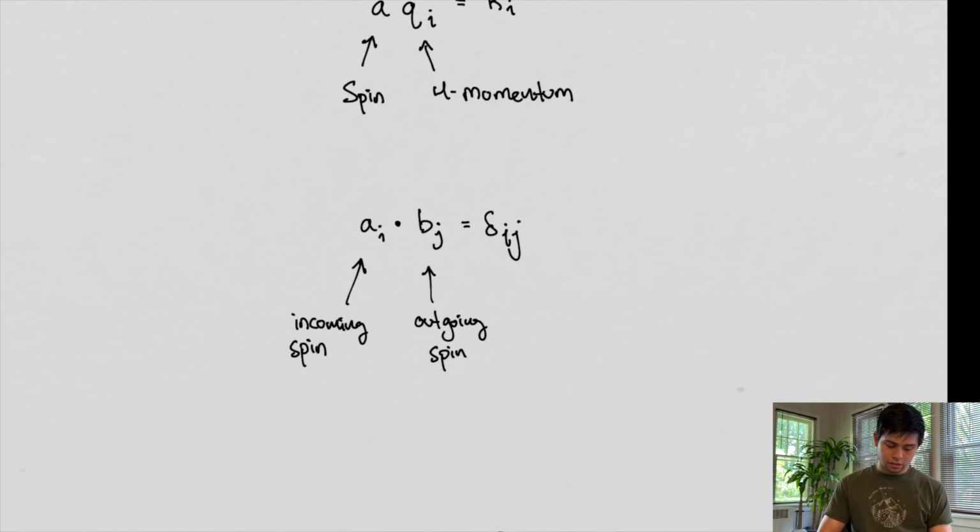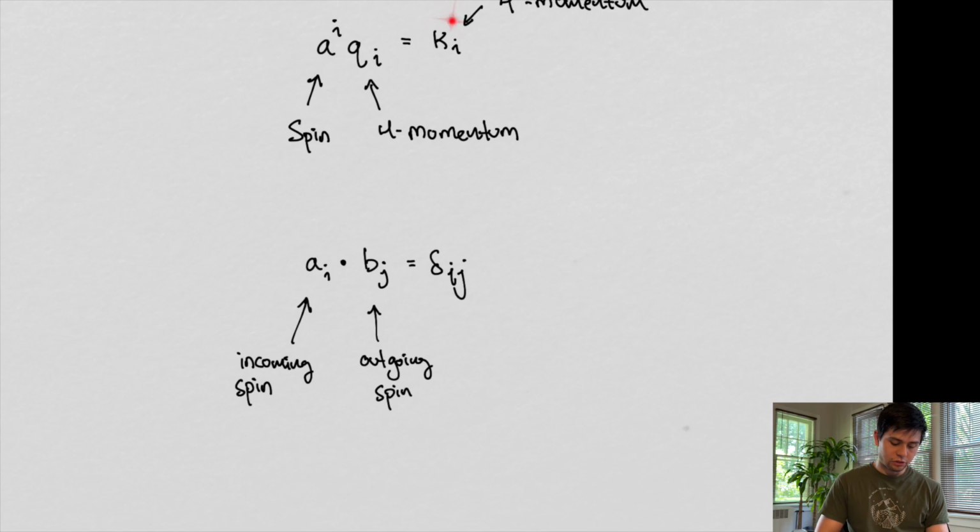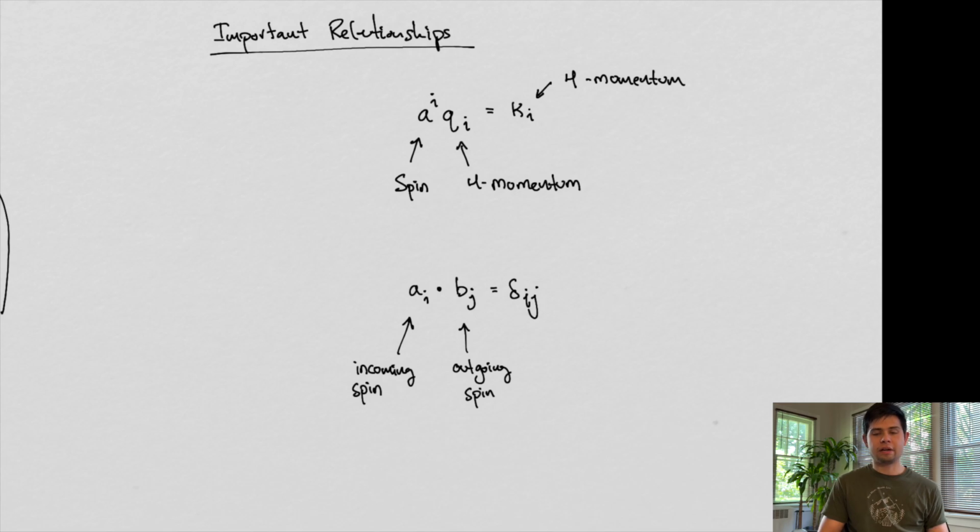And here also, for an incoming spin and an outgoing spin, you can show for yourself that this relationship also holds. This is going to be important because in the next video we're going to put these guys into our completeness relationship, because the completeness relationship shows up in the propagator. Again, these are just things to keep in mind for our next video.